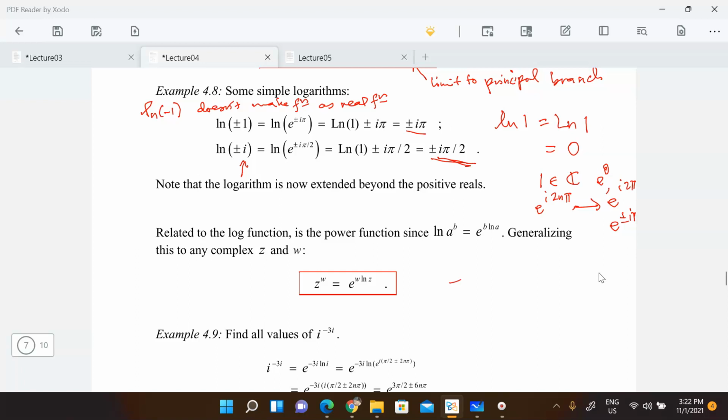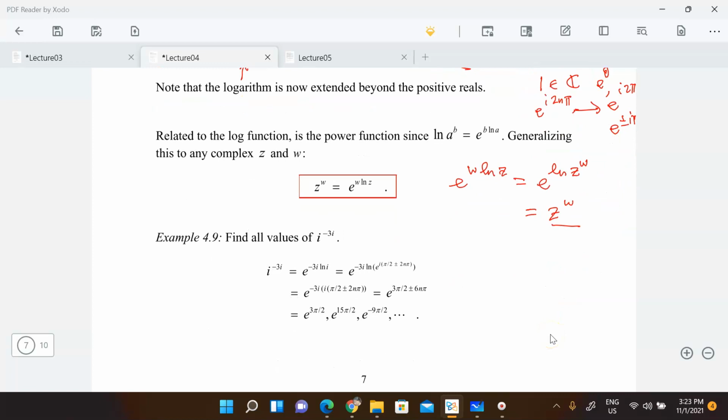Exponential of w log z is really exponential of log of z to the w, and this will be just z to the w. So now one could use this property of log that you already defined before to define power functions with complex numbers. Not only do you have your complex number over here, this one is also a complex number. So, go down: it's i to the power of minus 3i.